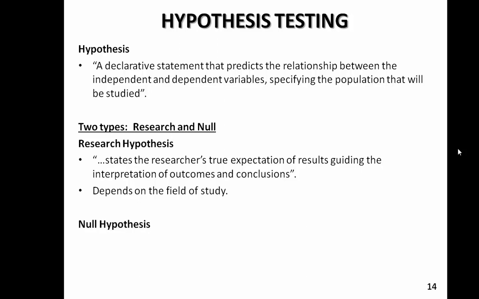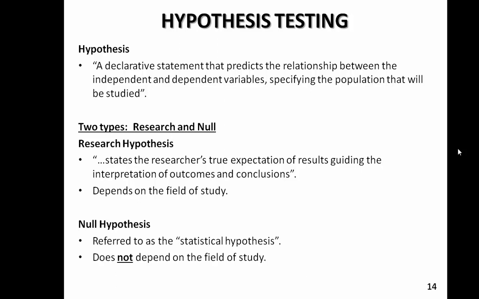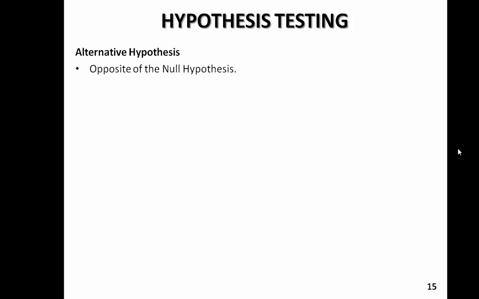The null hypothesis is also referred to as the statistical hypothesis and is a statement that will allow statistical testing of the data once data have been collected as part of a research study. So it does not depend on the particular field of study. The alternative hypothesis is the opposite statement to the null hypothesis.